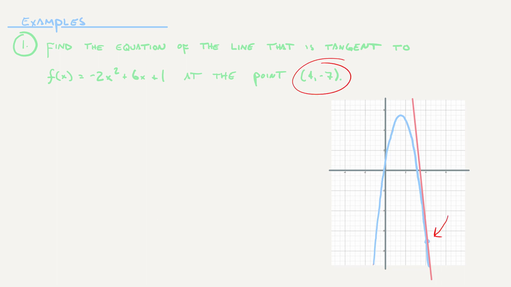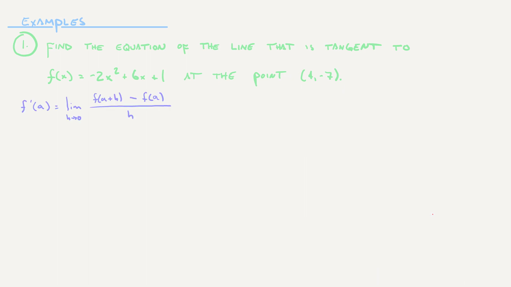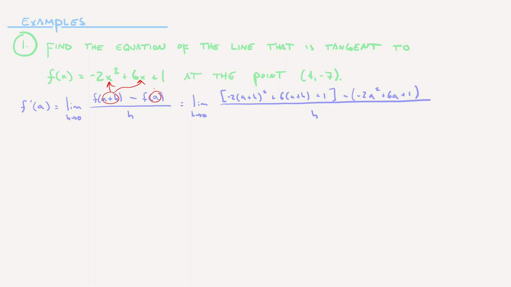Now remember that the derivative is the slope at that point, and it's also the same as the slope of the line that's tangent to the graph at that specific point. So we do need to find the derivative. So here's the limit definition of a derivative. I substituted in a plus h for these x's here, and then a for those x's there to get these respective pieces.